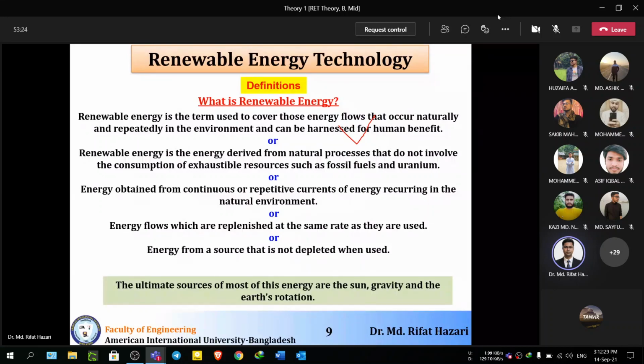And the second definition is also the same. You are getting the renewable energy from the environment and it doesn't have any environmental threats like the fossil fuels or the nuclear power station, that is uranium, okay? So every definition is actually the same thing. Energy flows which are replenished at the same rate that they are used. So it will be refilled automatically at the same rate that you are using. For example, as I told, if you extract coal, it will finish. So next day you will not get any coal, depending on how much you extracted. But in case of renewable energy, it's not like that, okay?